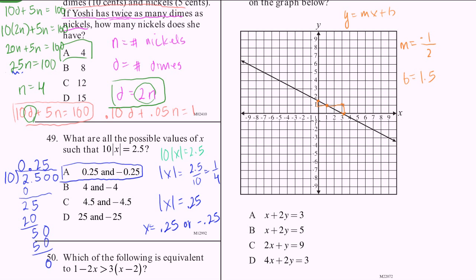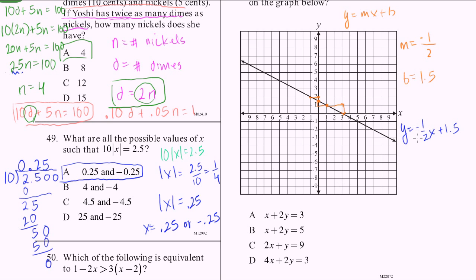If I start at 2 and I go 1 to the right, that means I'm going to go 1/2 down, because my slope is minus 1/2. So I'm going to go 1/2 down, and that'll get me to 1.5. So the equation of this line is y is equal to minus 1/2 x, that's my slope, plus 1.5. And that doesn't look like any of these choices here, so we need to simplify this a little bit.